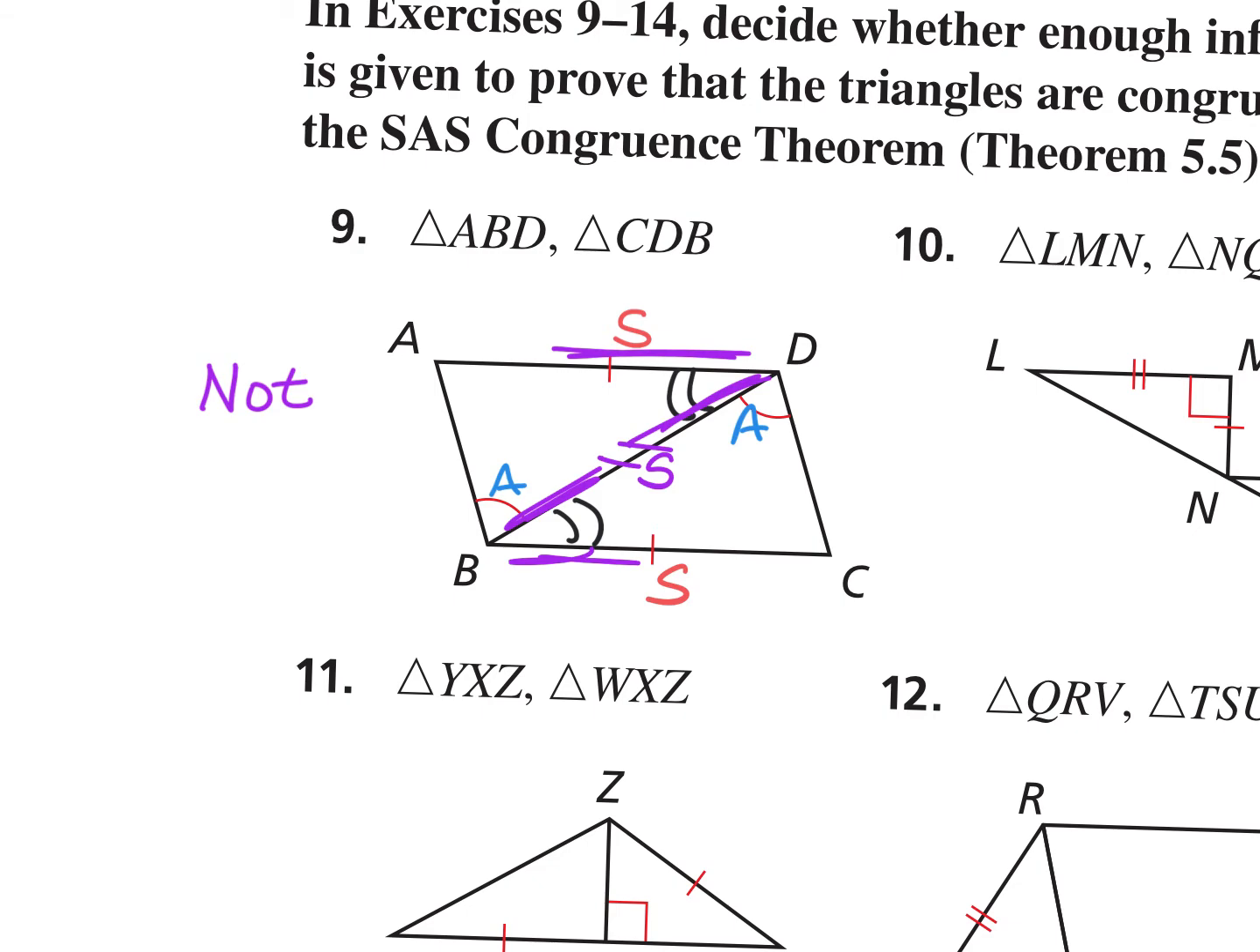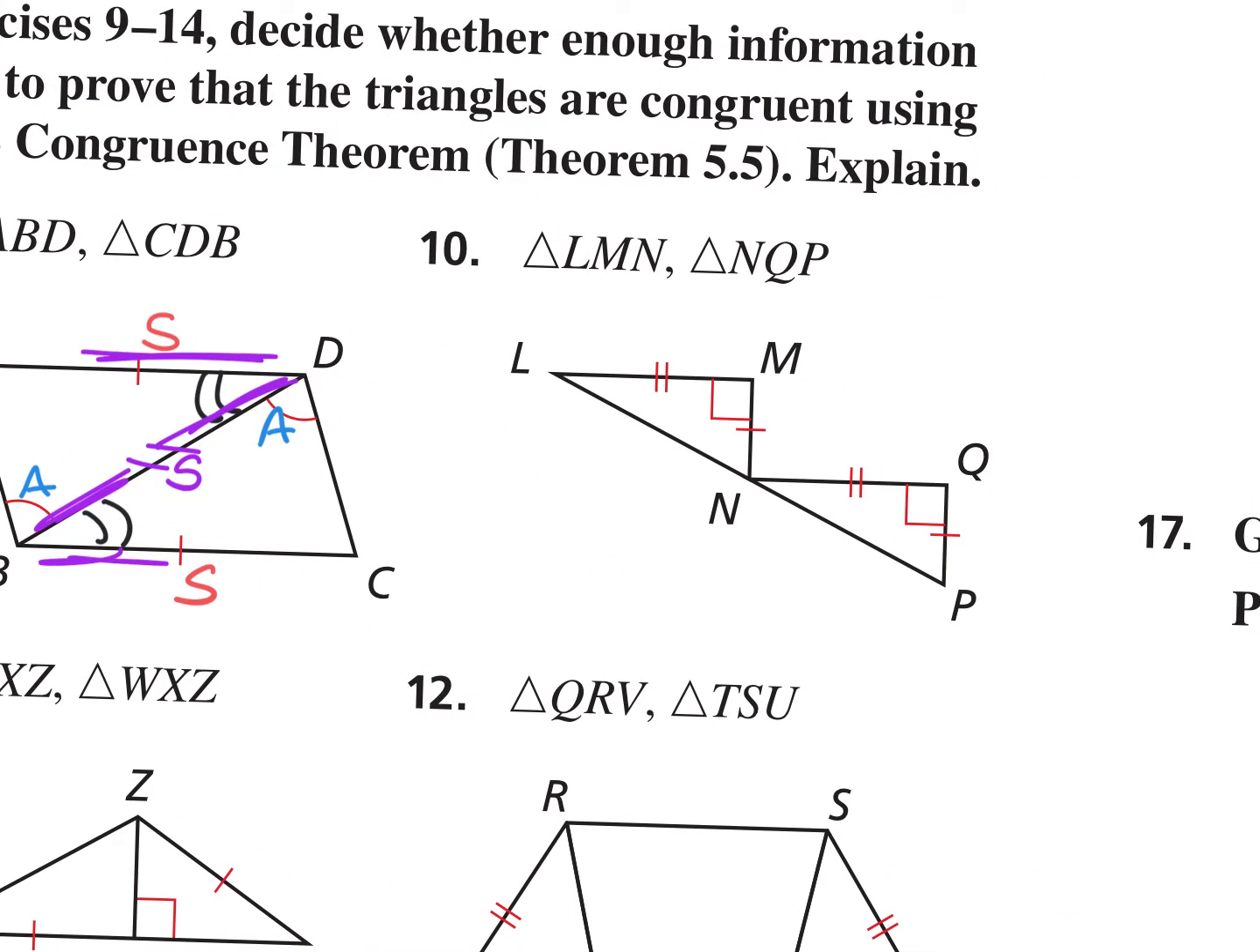Then for number 10, this one we could, because we have this side that matches. We have the right angle that is marked, and all right angles are congruent. And then we also have this last side over here matching with this one. So it is the included angle, or the angle that's formed by the two congruent sides. So this one would have been yes.